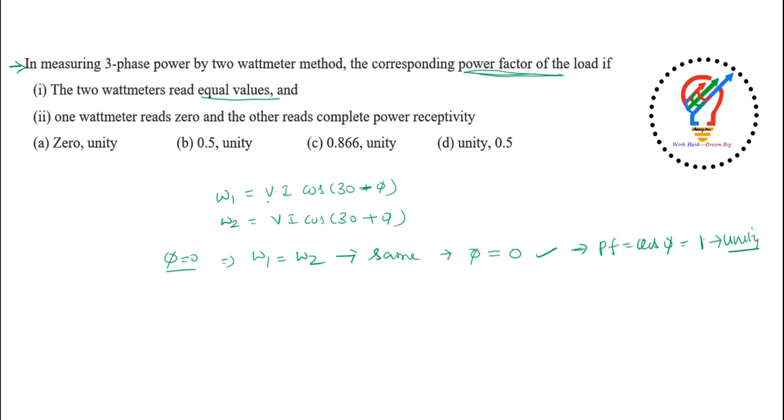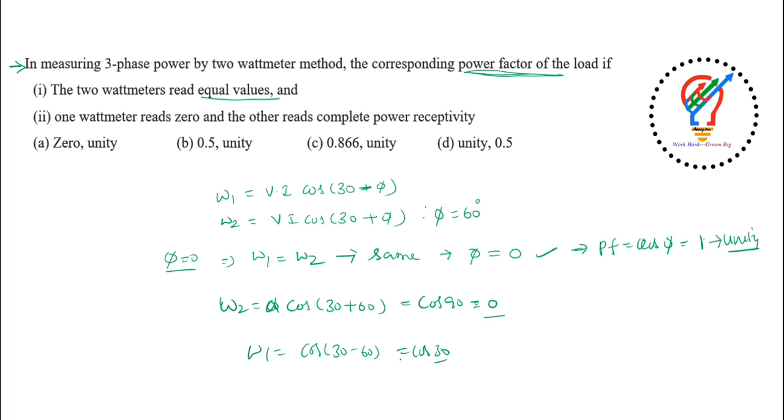Now if you want to make any one wattmeter reading 0, let me take phi equal to 60 degrees. When phi is equal to 60 degrees, W2 is proportional to cos(30 plus 60), that is cos 90, which is equal to 0. At that time, W1 will be VI into cos(30 minus 60), which is cos 30. So cos 30 is nothing but 0.5, so the power factor will be 0.5. So the answer is unity and 0.5. The option D matches with the answer here. D is nothing but 0.5 and unity. That will be the answer here.